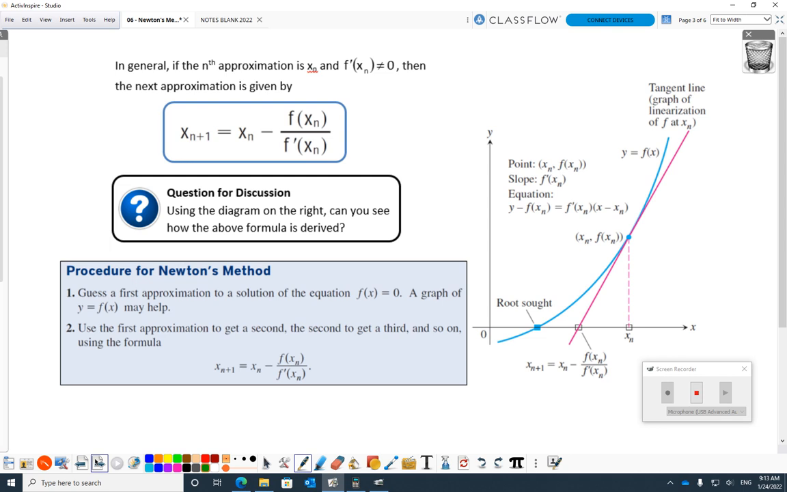So here's the procedure, even though this formula tells you the procedure. Guess a first approximation to the solution. Use the first approximation to get a second, and the second to get a third, and a third to get a fourth. And if you're worried this is going to take forever, it just doesn't. It goes very, very quickly. It only takes a few approximations, and we'll do very, very well.